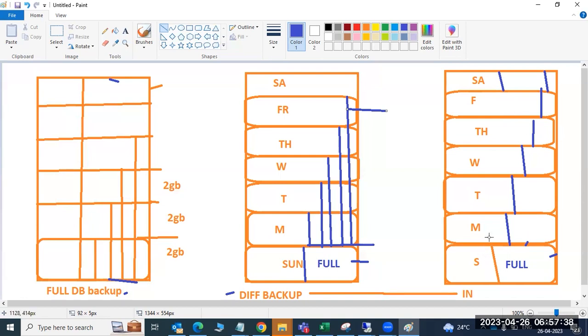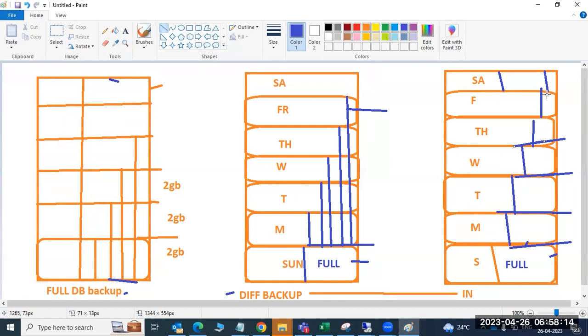So Sunday you have taken the full backup, then on Monday only the changes that are there will be backed up. Tuesday you are taking the backup means the changes from Monday to Tuesday will be backed up. Wednesday, the changes after Tuesday will be backed up, which means once the previous backup completed, the data from Tuesday to Wednesday will be backed up. That is called the incremental backup.